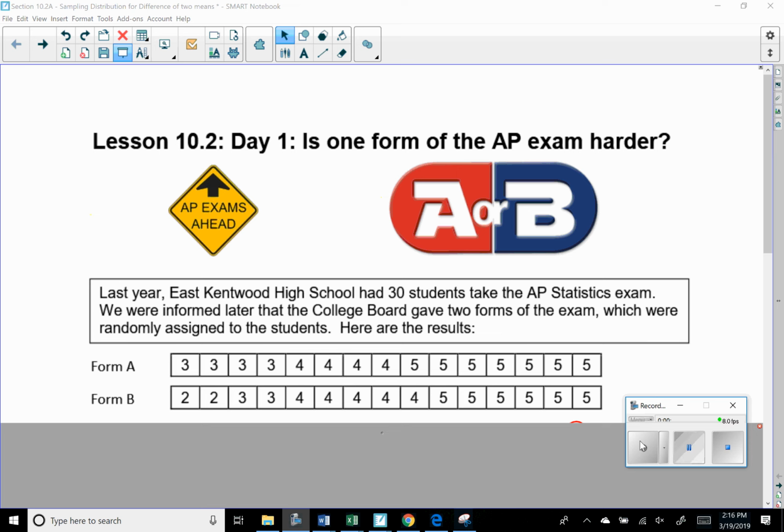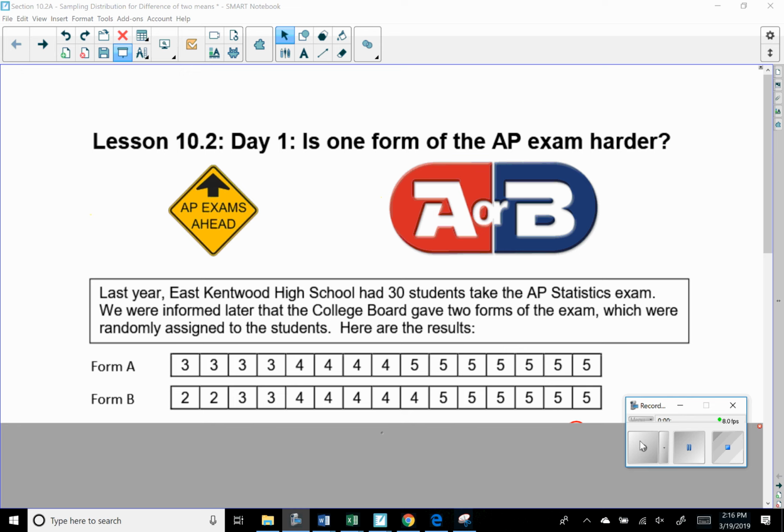Section 10.2a, testing the difference between two population means. Prior to this, we were looking at the difference between two population proportions. We did confidence intervals and testing. Now we're going to do the same thing for population means.